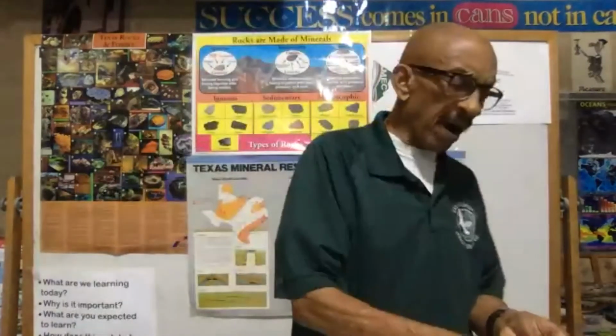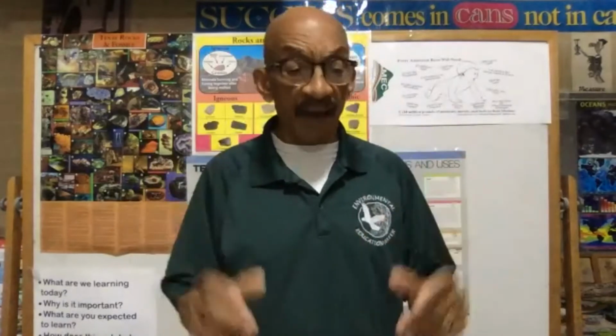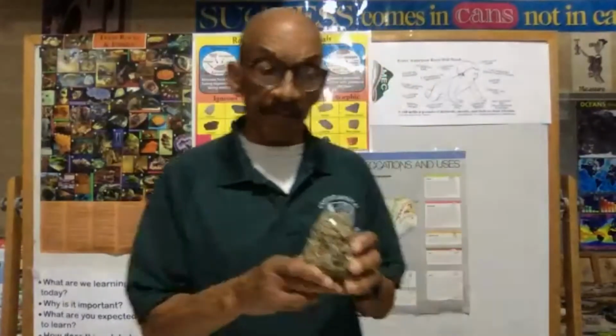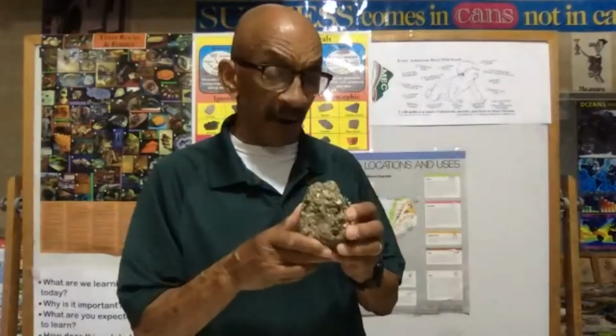And as far as jewelry, I've got a ring on that's made out of gold. Where did that gold come from? Well, it came from a rock that looks similar to this. Now, this is not real gold. This is something called iron pyrite.